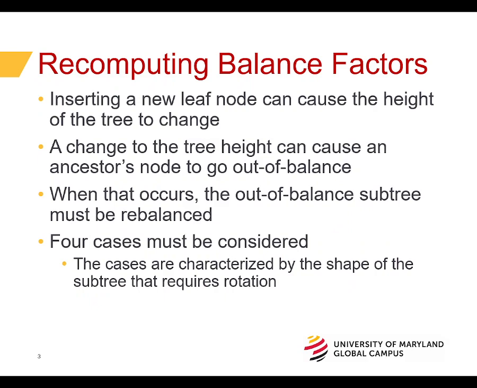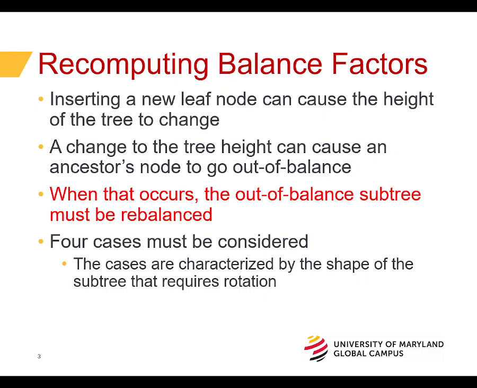Next, let's consider the process of recomputing balance factors and the rebalancing that may then be needed. Inserting a new leaf node can cause the height of the tree to change. A change to the tree height can cause a change to the balance factors of an ancestor's node, which is a node along the branch from the leaf node back to the root. It is possible that a change of one of those balance factors will cause the tree to no longer be height balanced.